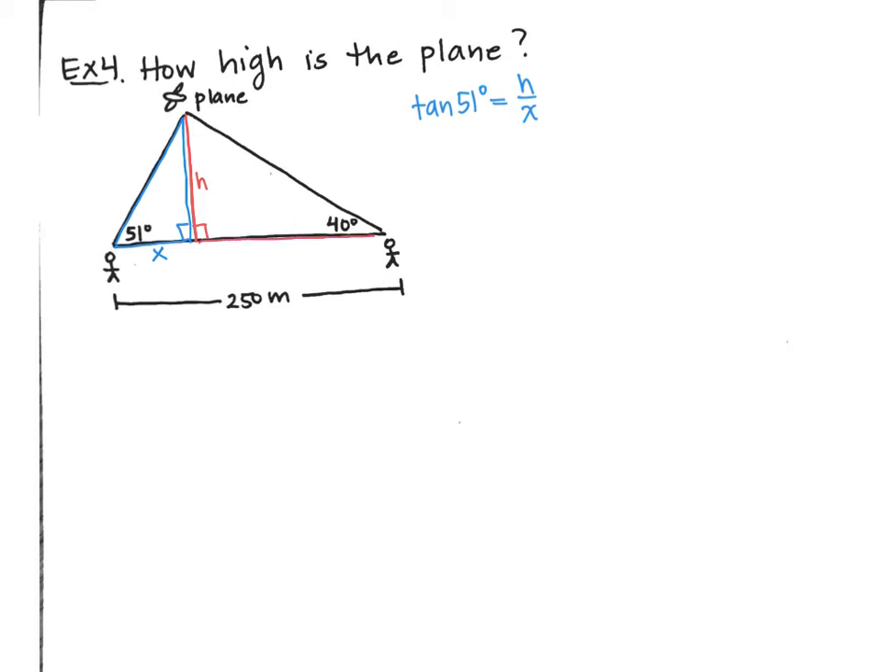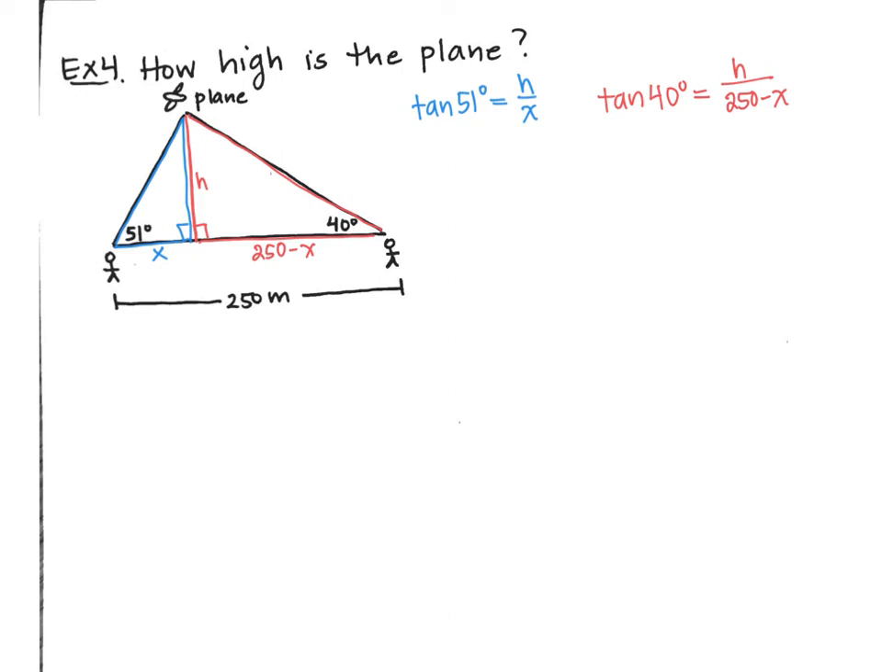Now let me look at the other right triangle and see what I can do with that. I still have an angle. I can see the opposite side is h. I'm still missing the adjacent side. I called this part x, and I do know that the entire thing is 250 meters. So if I knew what x was, I could find the red side by doing 250 minus whatever x is. So I'm going to call this 250 minus x, and I'm going to write an equation for that. Opposite over adjacent.